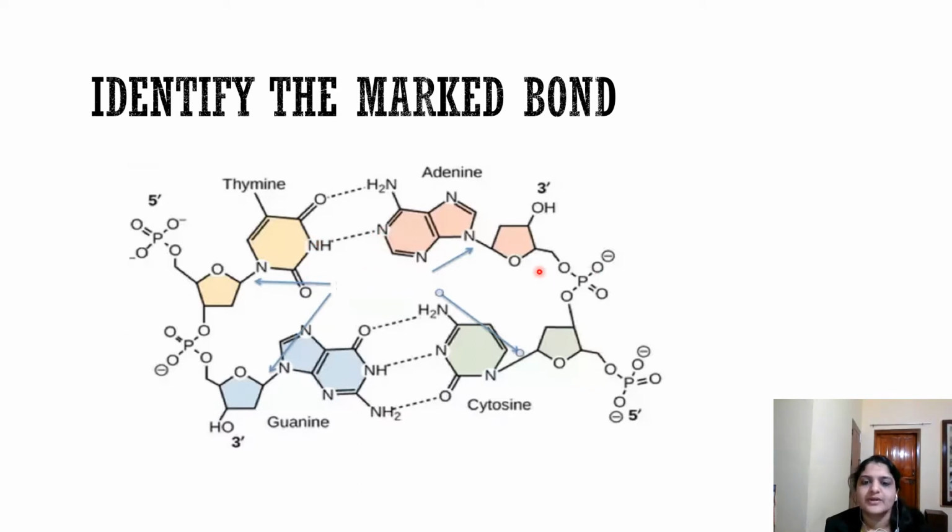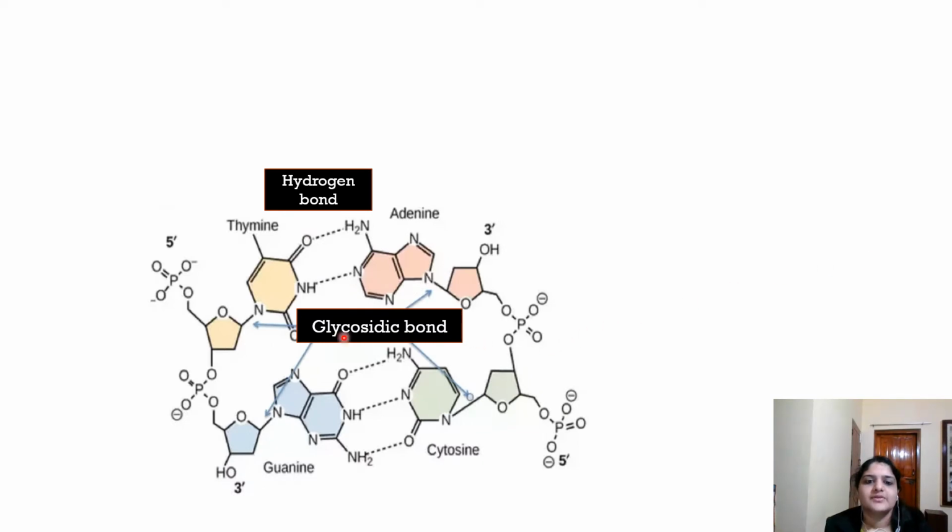Okay, so that is what. So in purines, the ribose sugar is attached to the purine by means of beta N glycosidic bond. So that's what, beta N glycosidic bond. That is the answer here. And what about the bonds here?